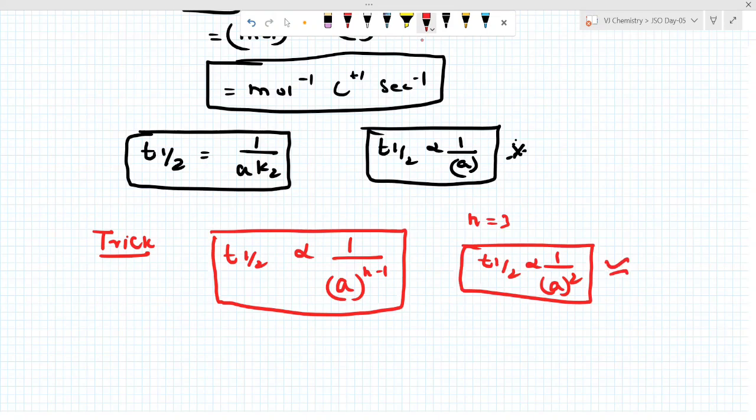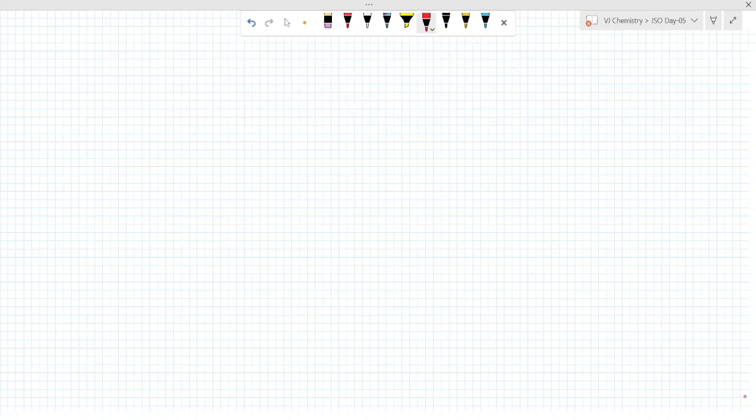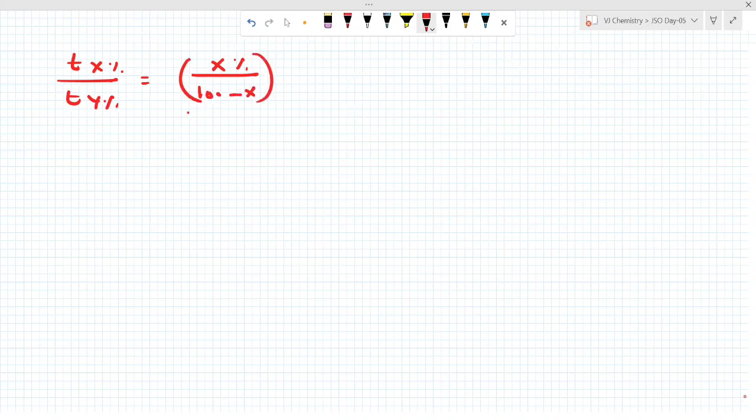Now let us look at examples. Similarly, a second order question can be asked. Remember, this is second order. Now Tx percentage and Ty percentage: Tx percentage by Ty percentage equals x percentage by 100 minus x, divided by y percentage by 100 minus y.